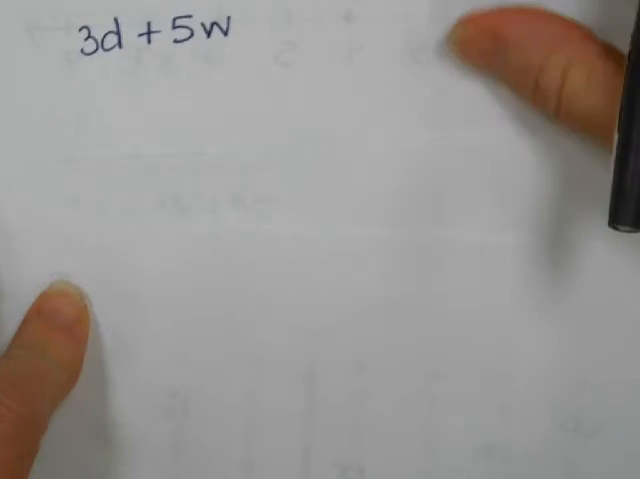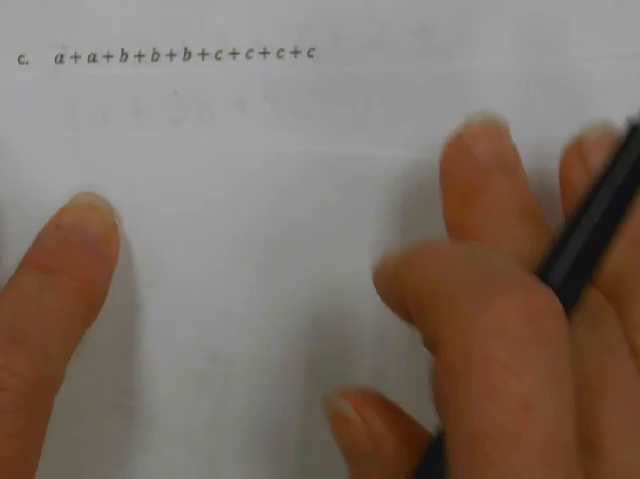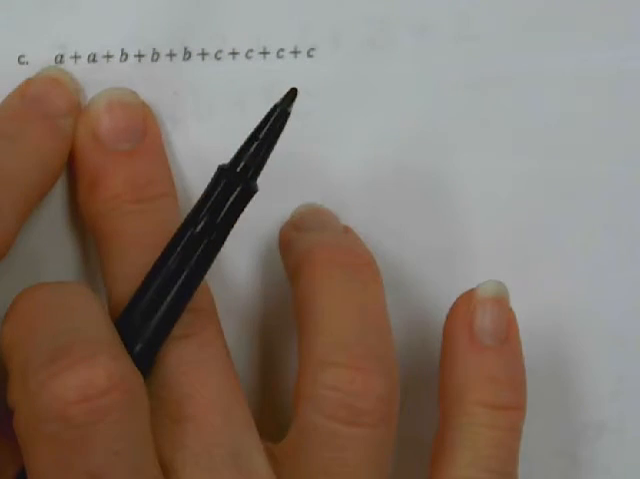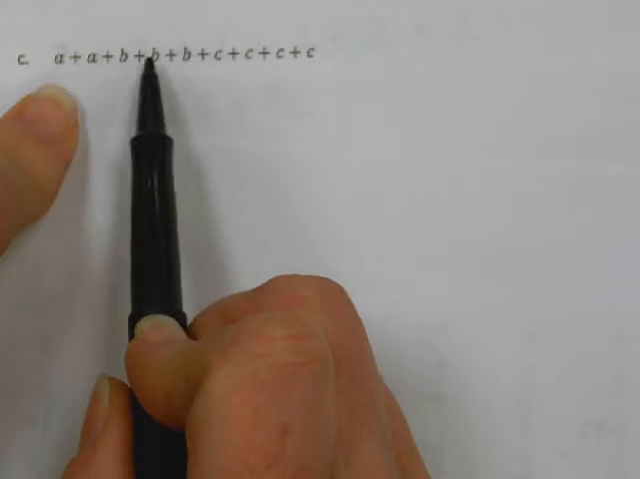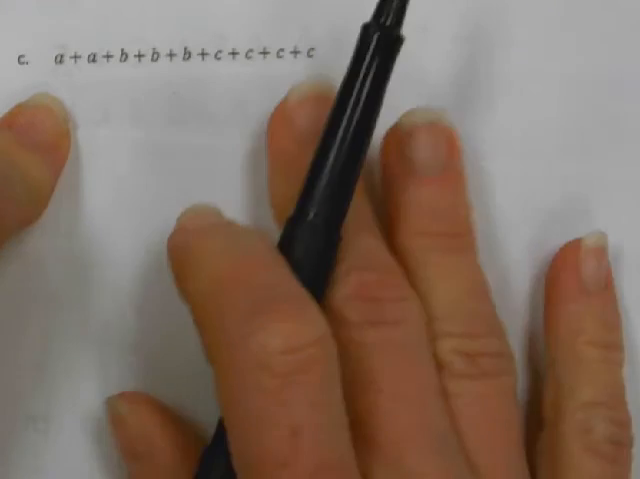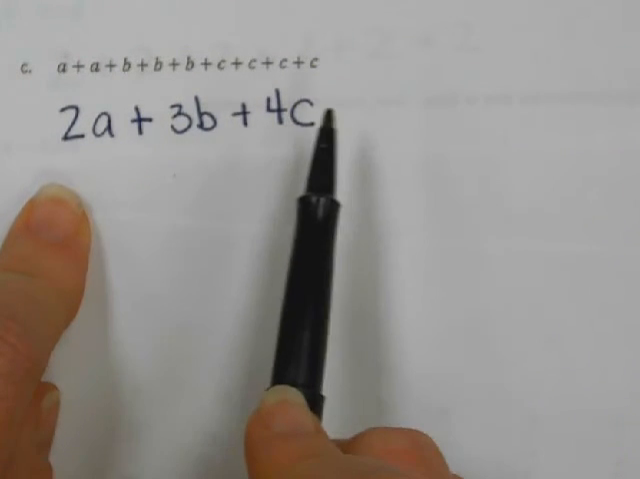Letter C has A's, B's, and C's. So here we have 3 different variables. So we're going to have to look at them each individually to find our multiplication expression. So I have 2 A's. I count my B's. I have 1, 2, 3. I count my C's. I have 1, 2, 3, 4. So I have 2A plus 3B plus 4C.